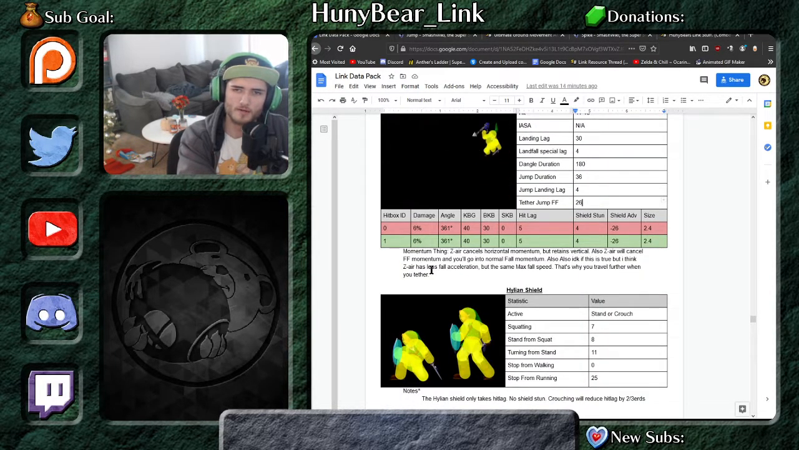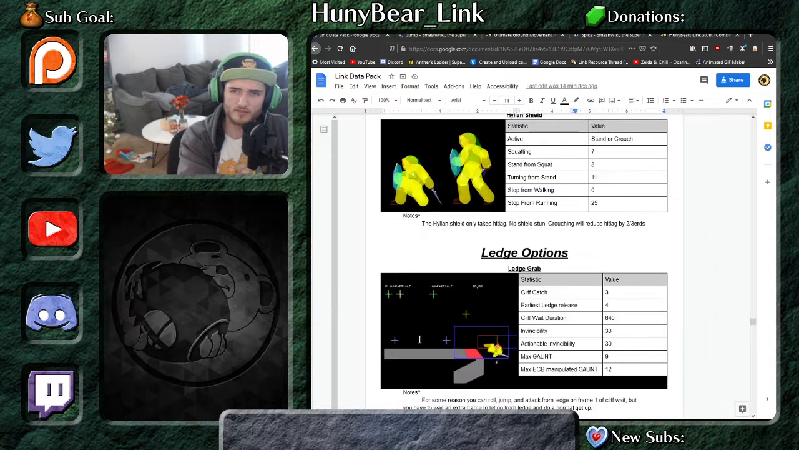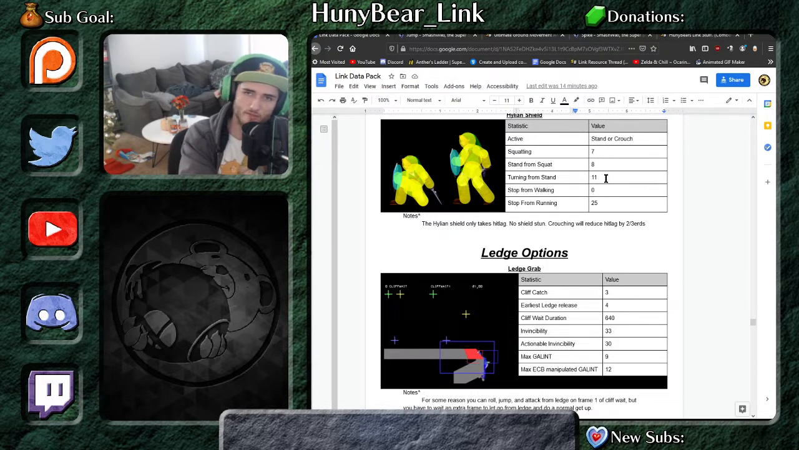Yeah, that's pretty neato. You've got the Hylian shield, which is only activated when you're standing and crouching. When you squat, it's activated on frame 7, and out of stand, it's activated on frame 8. Turning from stand is activated on frame 11, which is the entire duration of your turnaround animation, so, you know, whatever. When you stop walking, it's active on frame 0, and from stop running, it's active on frame 25.